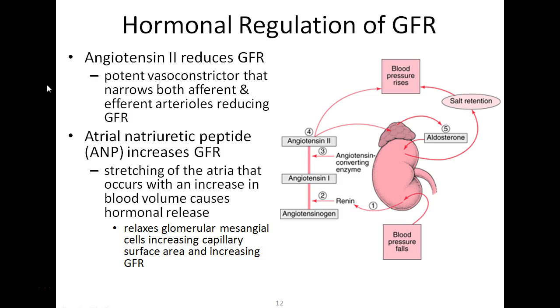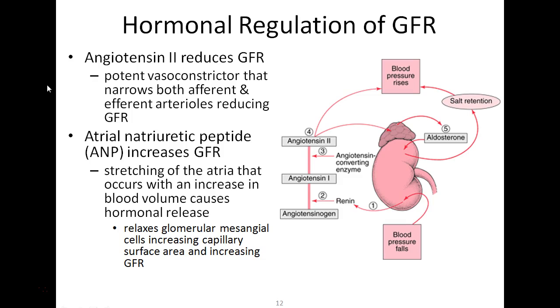Another important hormone is going to be ANP, that is going to be atrial natriuretic peptide, and that's going to increase GFR. That results in stretching out of the atria in the heart, and that occurs with an increase in blood volume caused by that hormonal release. Similarly, this is going to relax the glomerular mesangial cells, and that's going to increase capillary surface area. The result of that is also increasing GFR.